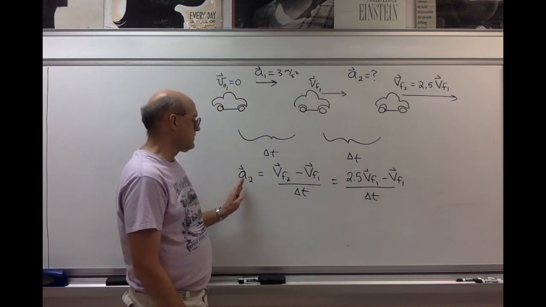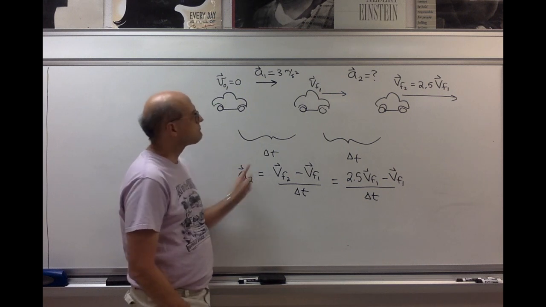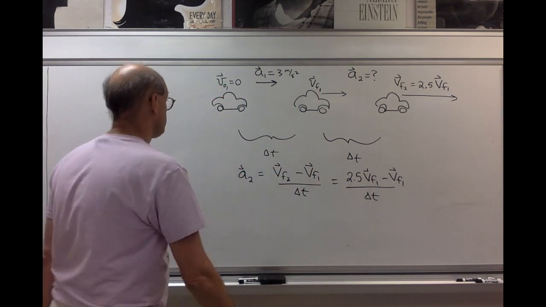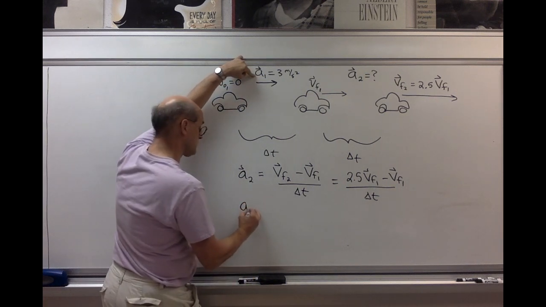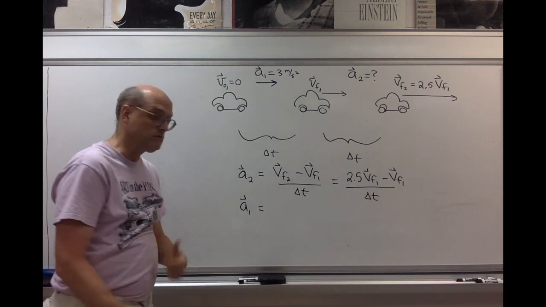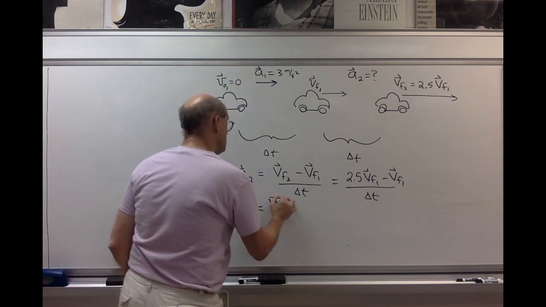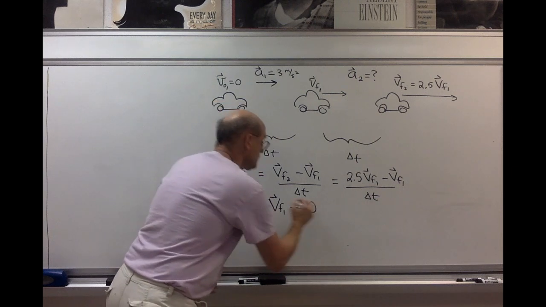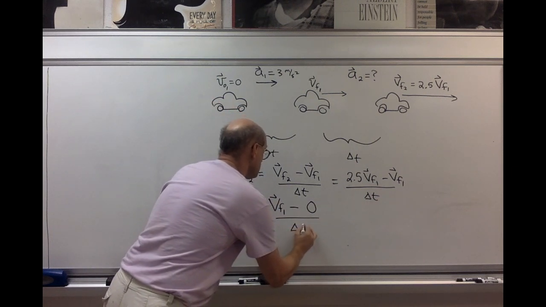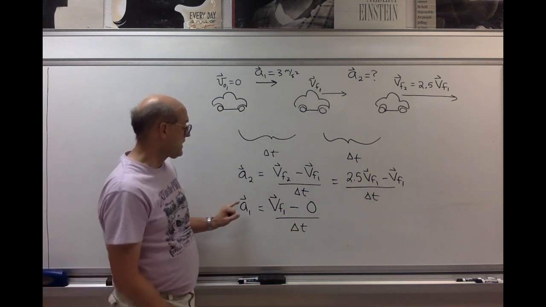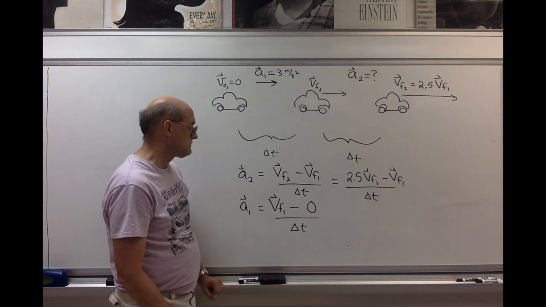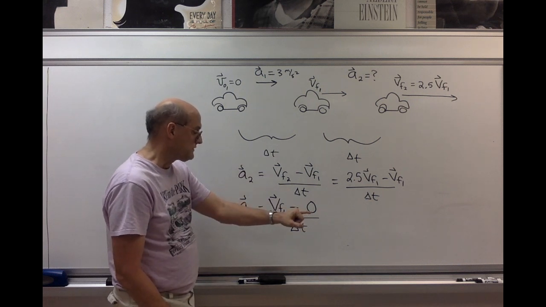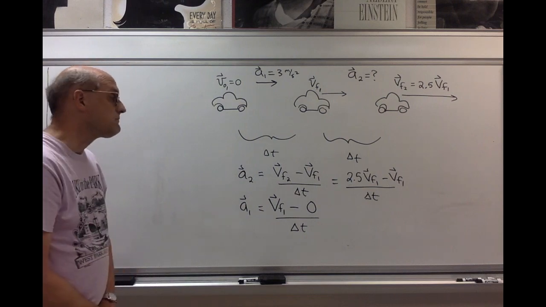So now we have an equation with 3 unknowns. So we definitely need at least another equation. So I'm going to write an equation for the acceleration in stage 1. So A1, which we know, is equal to VF1, which we don't know, minus VO1, which is 0, divided by time. So here we have one equation, 3 unknowns. So let's see what we can do.